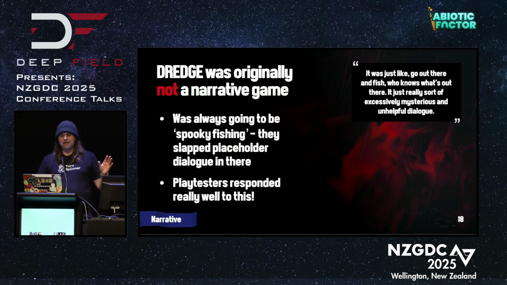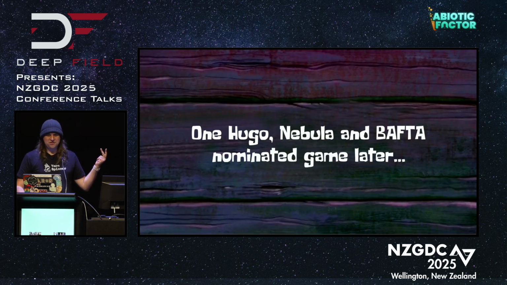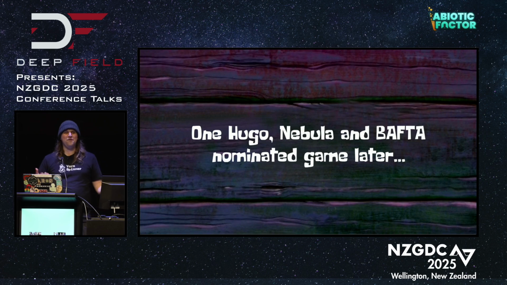So they slapped some placeholder dialogue in there. And the dialogue was actually extremely vague, because the plan was to not have a story, players thought there was a story implied by the vagueness of the text, and they responded really well to it. And so Black Salt leaned into it. And then they got nominated for a Hugo, a Nebula, and a BAFTA. So I don't know what lesson to draw from this. Don't try and tell a story and you'll be, no.